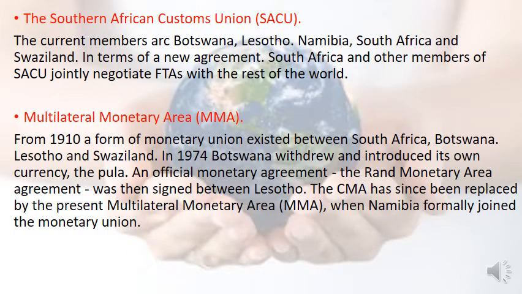We look at SACU, or the Southern African Customs Union. Current members: Botswana, Lesotho, Namibia, South Africa, and Swaziland. So South Africa and the other members jointly negotiate free trade areas with the rest of the world. Then we have the multilateral monetary area, which consists of South Africa, Botswana, Lesotho, and Swaziland. And then when Namibia joined, we became the multilateral monetary area.